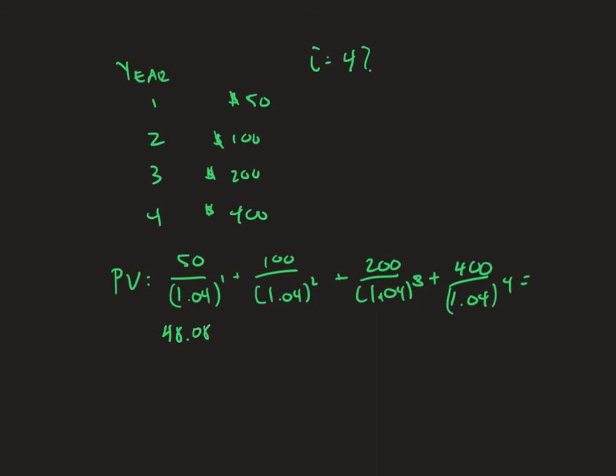$50 in 1 year to you is worth about $48.08 today. So that's how much you would give up today for just $50 in 1 year. You would give up $92.46 for $100 in 2 years. You would give up $177 and about 80 cents for $200 in 3 years, and then you would give up today $341.92 for $400 in 4 years.